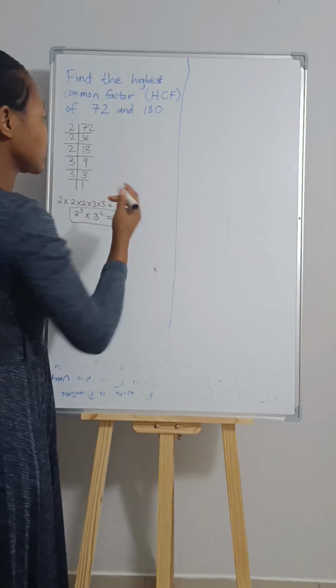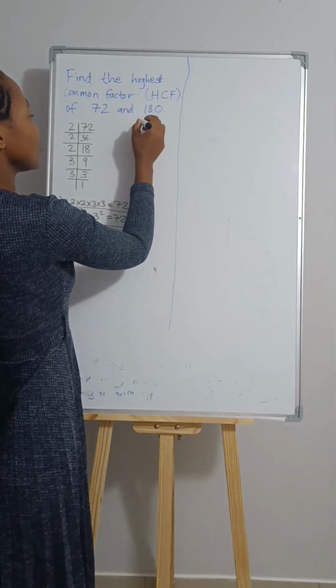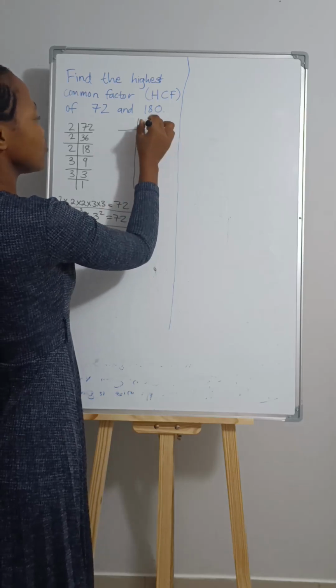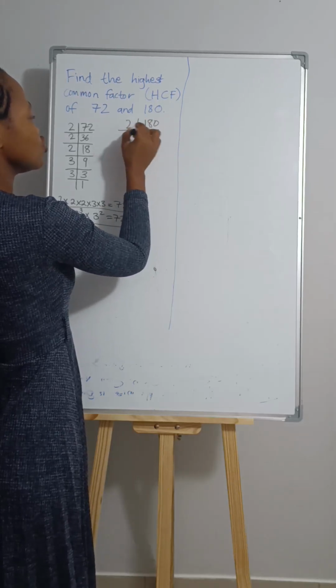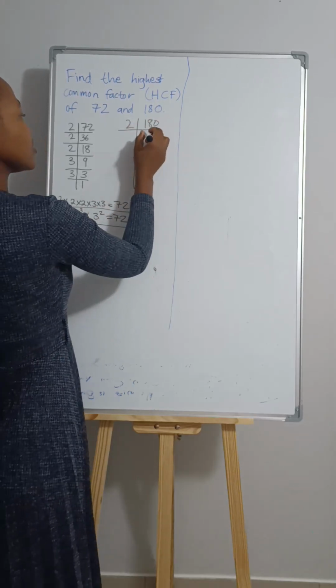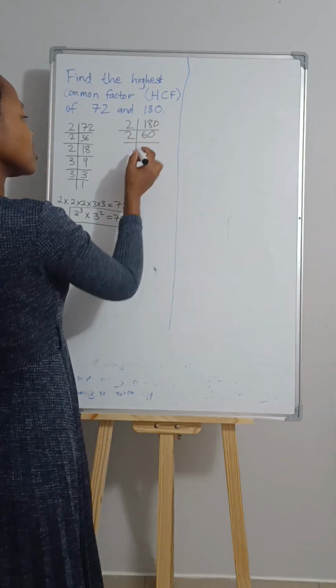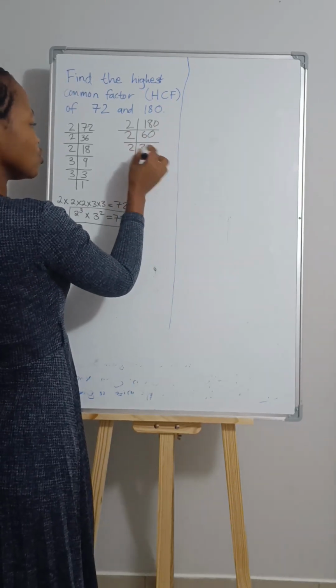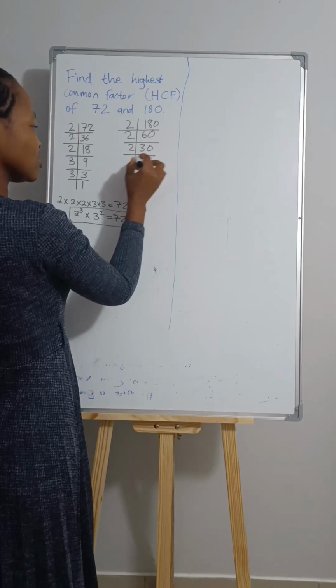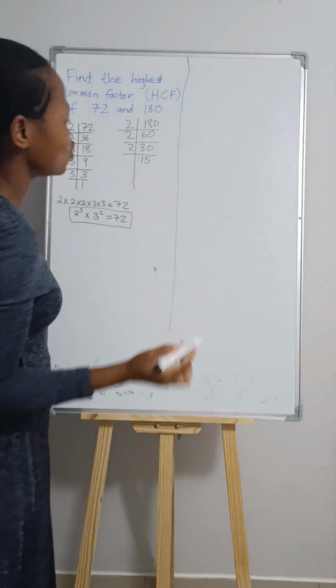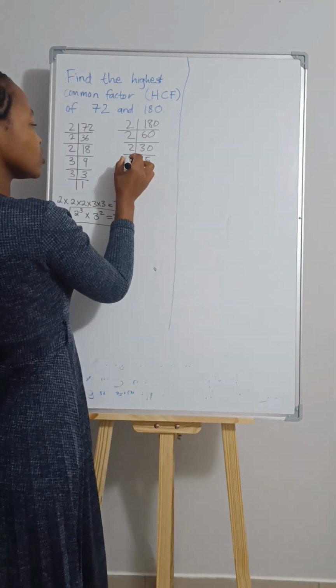Now let's do the same for 180. So we have 2 into 180, what does that give us? That is 90. 2 into 90, what does that give us? 45, right? Can 2 go into 45? No. So we move on to the next prime number, which is 3.